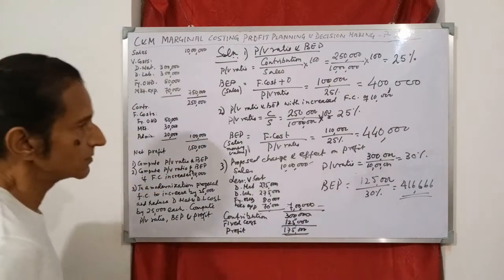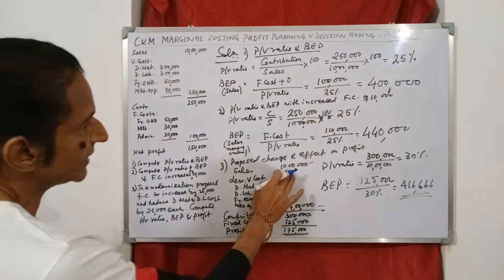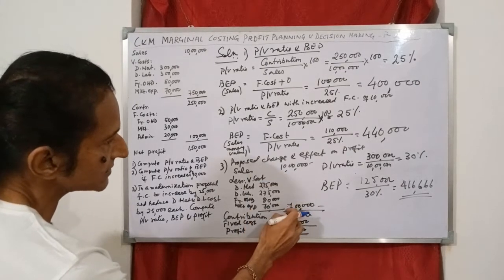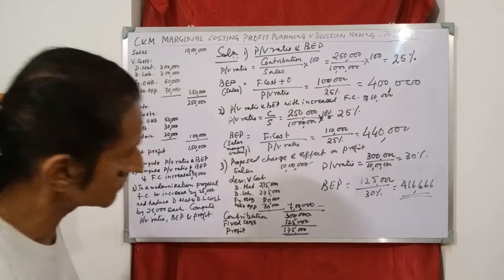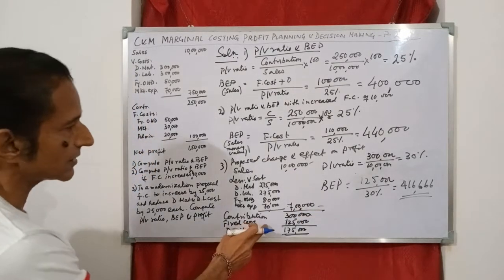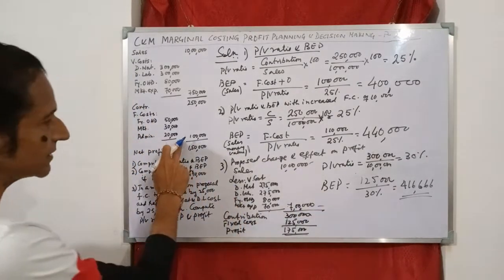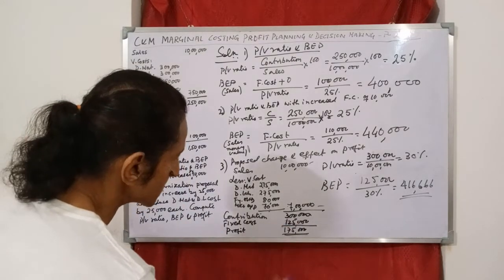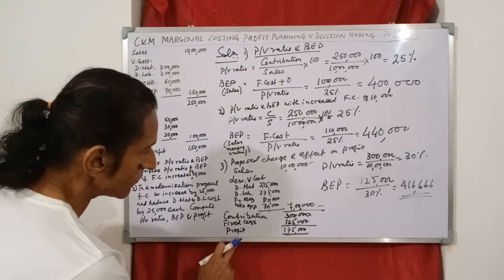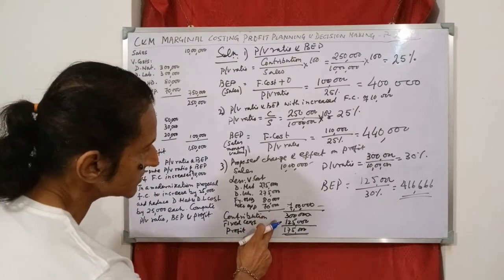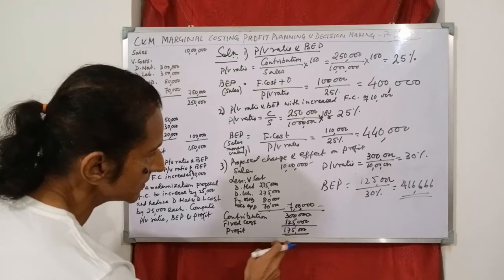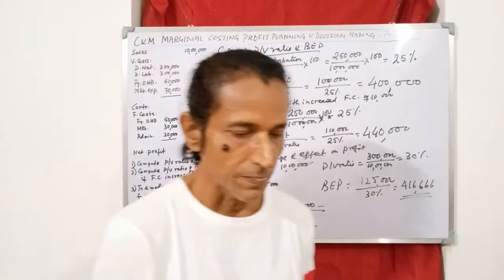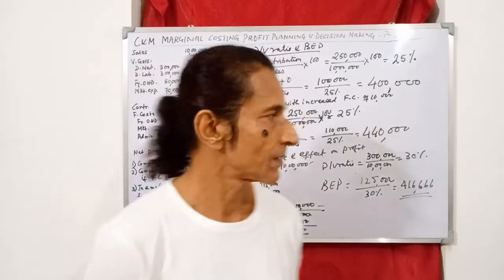So total contribution is sales minus variable cost, that is 10 lakh minus 7 lakh, that is 3 lakh, less fixed cost. How much is the fixed cost? Previously it was 1 lakh, now it will increase by 25,000, so it will become 125,000. So net profit is contribution minus fixed cost, that is 3 lakh minus 125,000 equals 175,000. So this is the net profit if the new proposal is accepted.